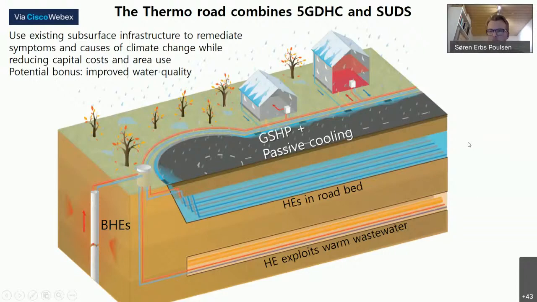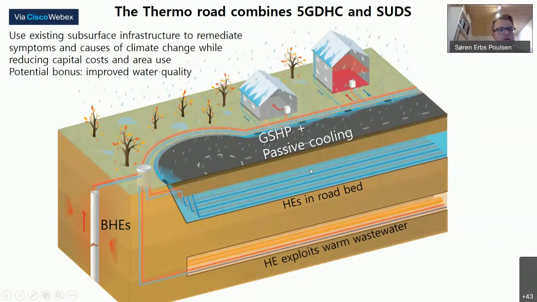And then we have a water breaker here that ensures that water slowly trickles to the rainwater sewage out here, no matter how much water there is in the roadbed. So it's a system that also handles excess rainwater, or excess surface water, which is an increasing problem in Denmark and I guess all over the world. So this is a symptom of climate change. The cause of climate change is addressed with the 5G grid.